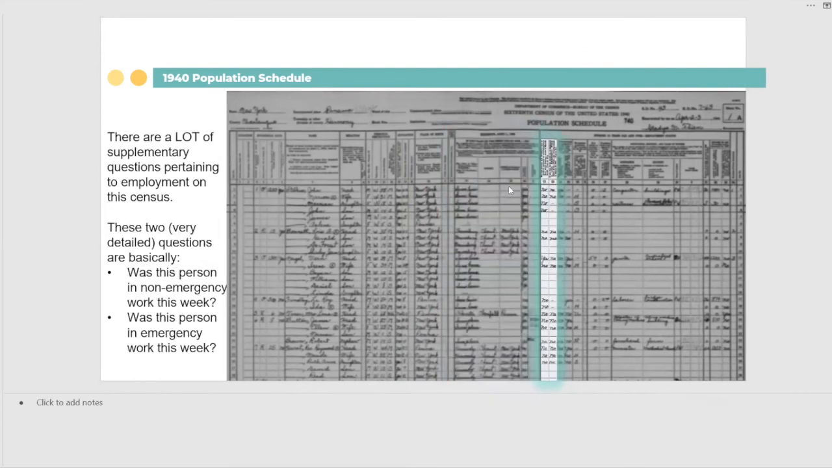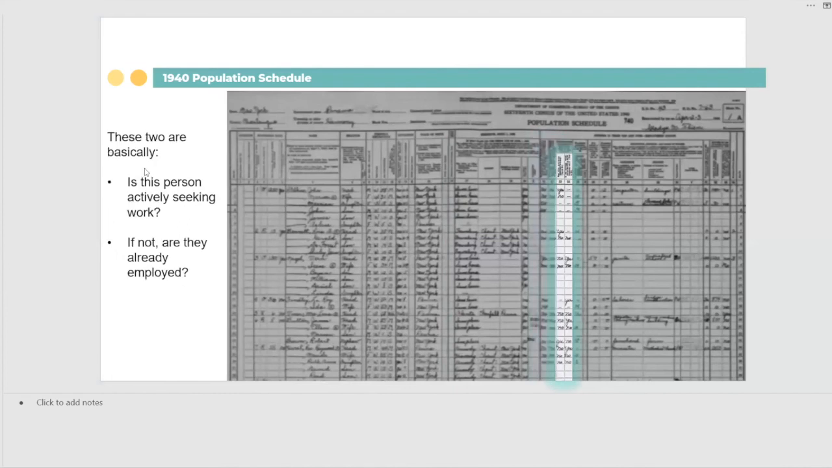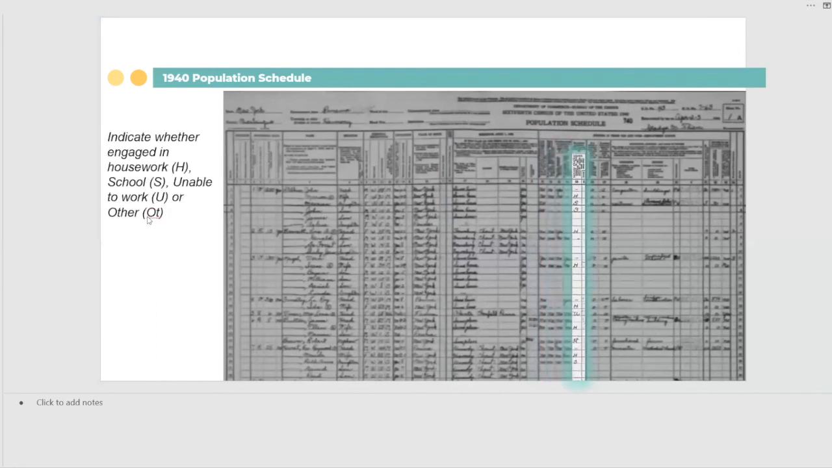There are a lot of supplementary questions pertaining to employment on this census. As I said, these two questions are ridiculously detailed, and I had to Google to figure out exactly what they were asking. Was this person employed in non-emergency work as of this week or in emergency work as of this week? These two are basically, is this person actively seeking work? And if not, is it because they are already employed? And then indicate whether they were engaged in housework, school, unable to work, or other.